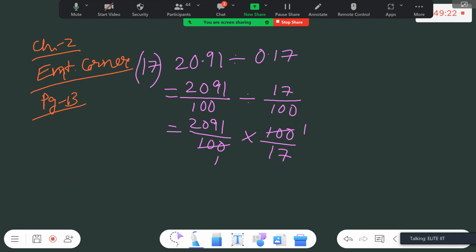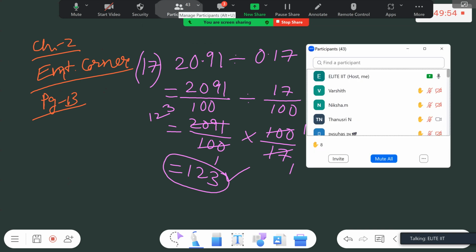And 17 and 2091 also, can you cancel? Yes, try it. 17 is a prime number. 17 ones are 17, 17 times 123 is 2091. The answer is 123. Clear? What is the answer? 123. Manvit, clear? It is in your book.